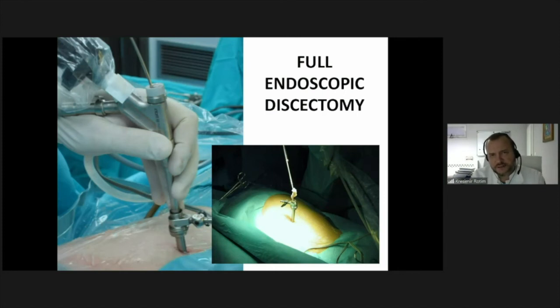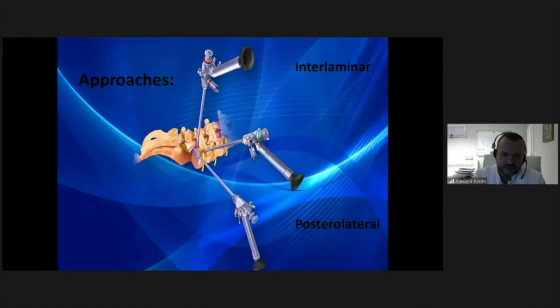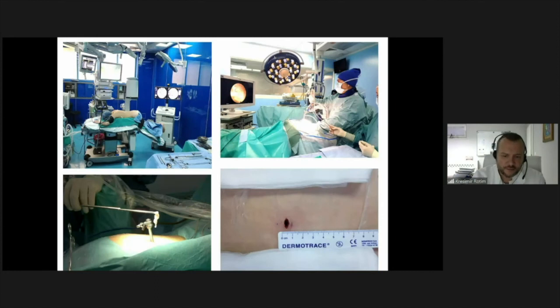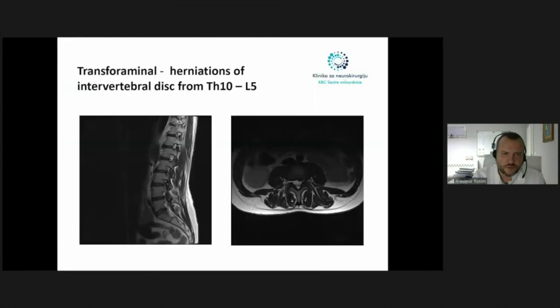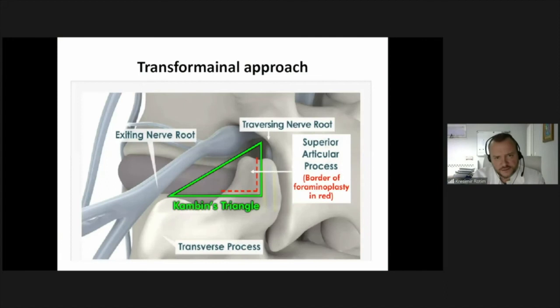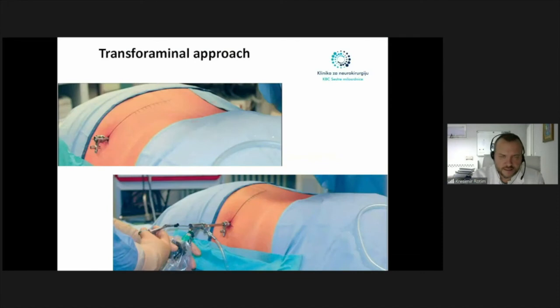The next minimal invasive technique that we are using is the full endoscopic discectomy. This can be done transforaminal or interlaminar. Transforaminal incision is always done on the lateral side using Kambin's triangle as the landmark, approaching laterally, transforaminally, as you can see on the slides.